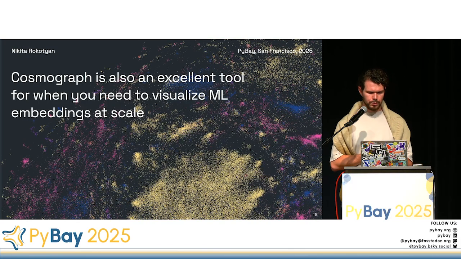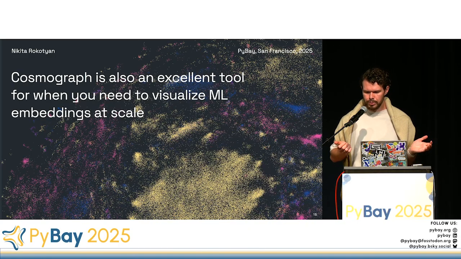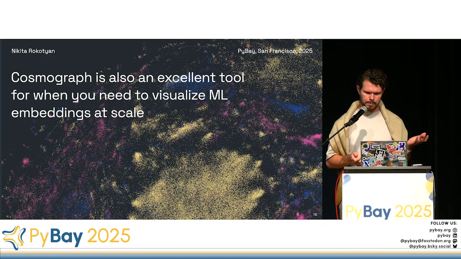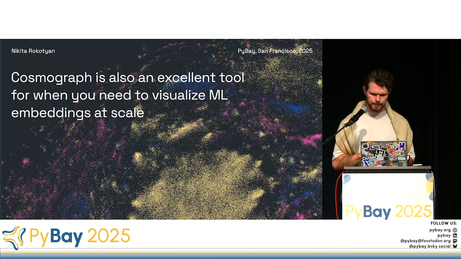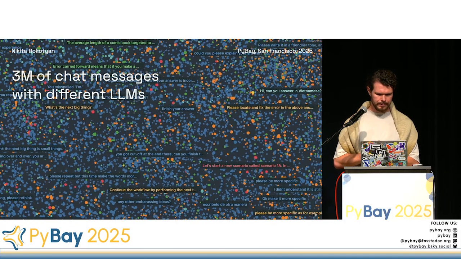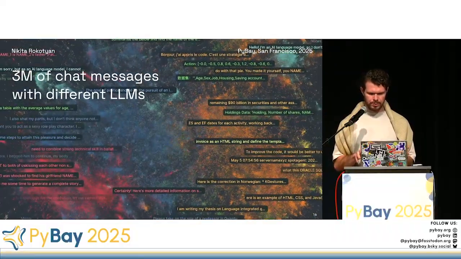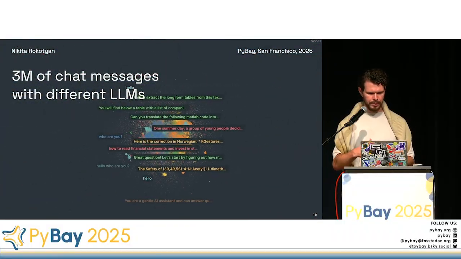It turned out that Cosmograph is also a great point cloud rendering tool. Whenever we work with scatter plots, like machine learning embeddings, and you don't need a simulation, you can still use Cosmograph to visualize your point clouds that have millions of points. Cosmograph can handle it easily. Here what you have is a 3 million point data set of chat messages with different large language models. And you can see that it works in real time really smoothly.